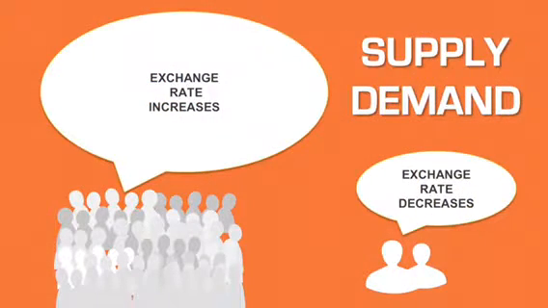So to jog your memory about supply and demand. Supply and demand is basically when you have a high demand in something, you can command a higher rate. When you have a low demand in something, then you can only command so much of a rate. So this goes back to the exchange rates.